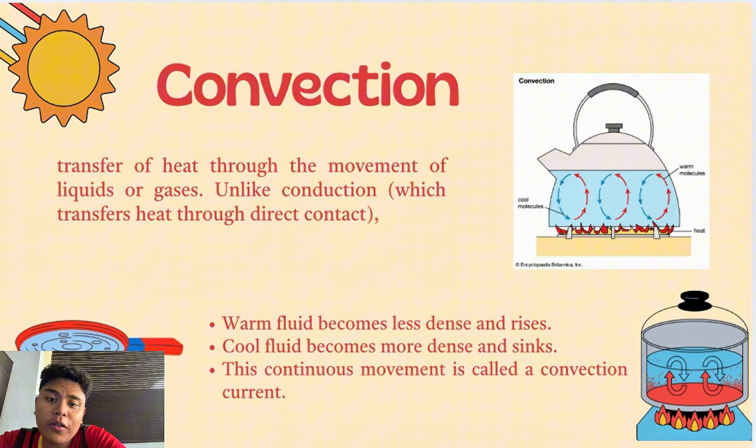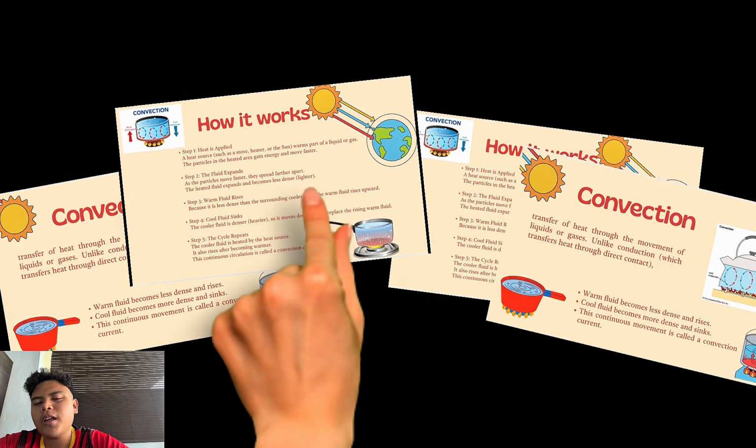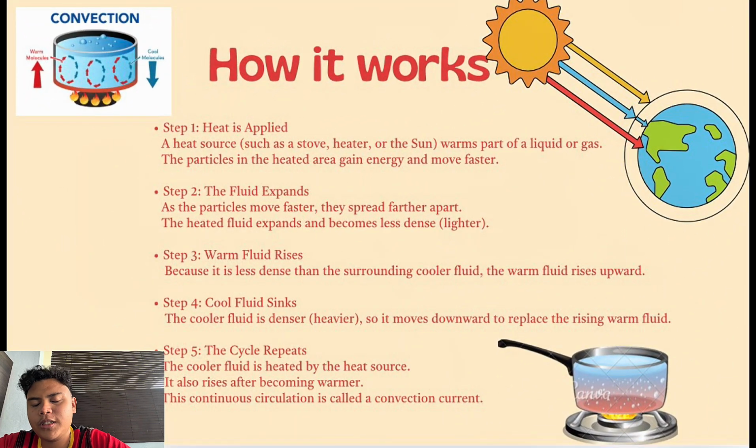I'm going to explain convection current in different parts. So first, how convection works. Step one is when heat is applied. A heat source such as a stove, heater, or the sun warms part of a liquid or gas, and the particles in the heated area gain energy and move faster.